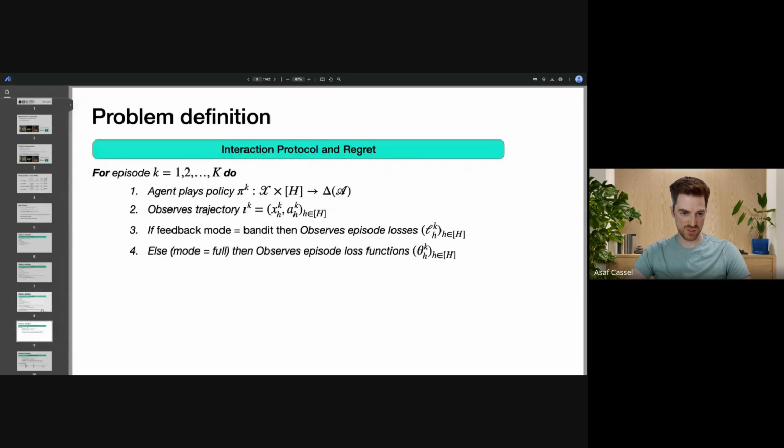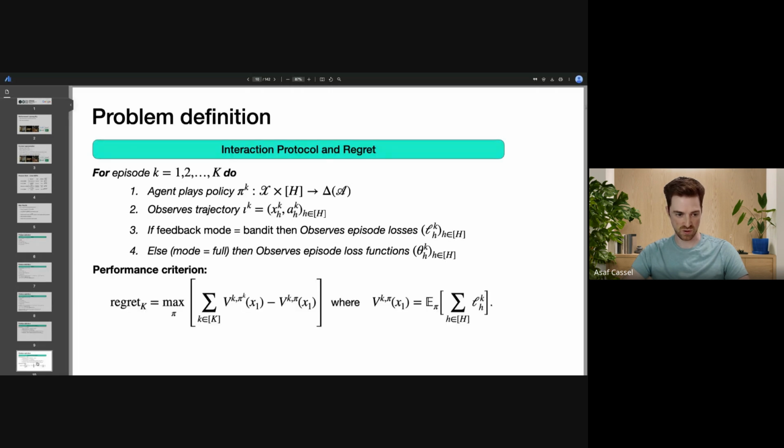All right. So for this setting, the interaction protocol is the standard protocol where we have an episodic setting. At each episode, our agent needs to choose a policy pi k. Subsequently, they'll observe the entire trajectory that they traversed, so all the states and actions that they went through. And then if the feedback mode is the bandit feedback, we only observe the losses that we actually incur per decision horizon. And if it's full feedback, we observe the full loss function. So in the case of linear MDPs, we simply observe these thetas directly. And this is the setting we'll be focusing on today.